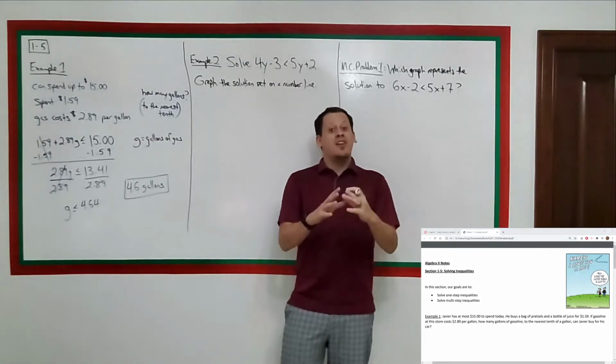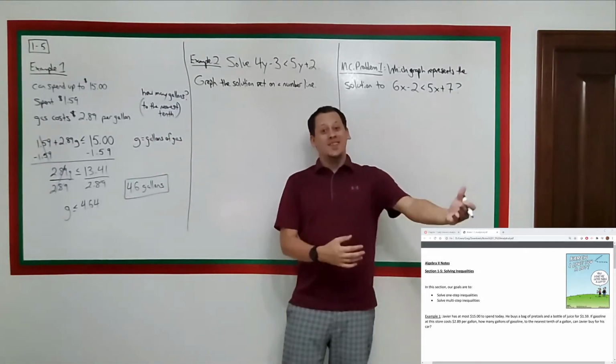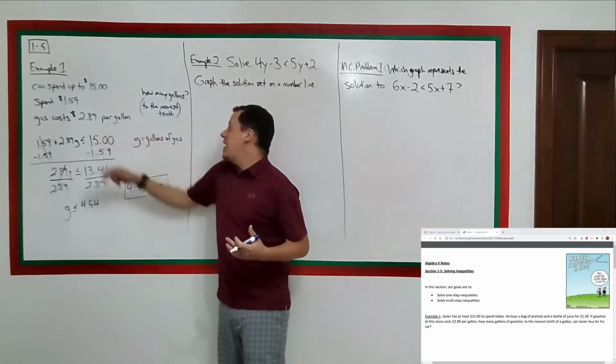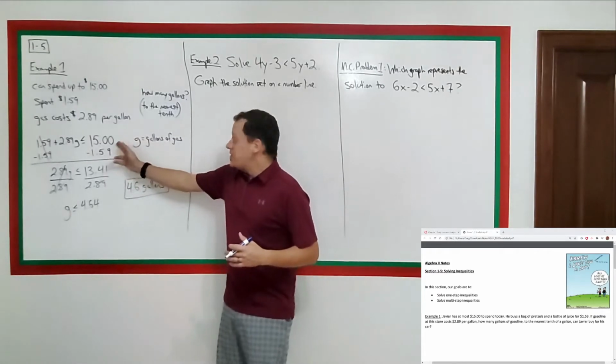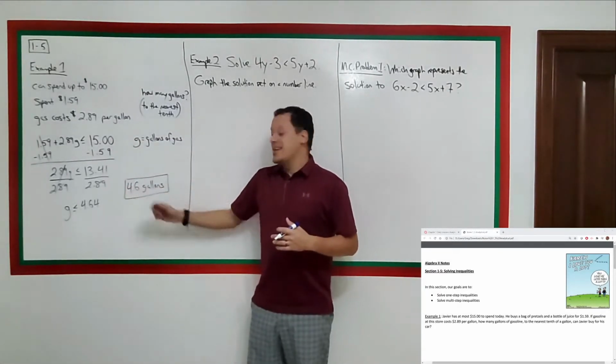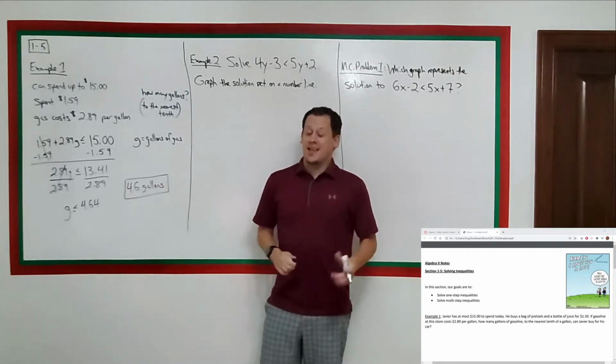So, if Javier had 15 bucks, went inside Ricker's and spent $1.59, and gas costs $2.89 per gallon, we set up our inequality, get the G by itself, and find out the answer is he can afford 4.6 gallons of gas.